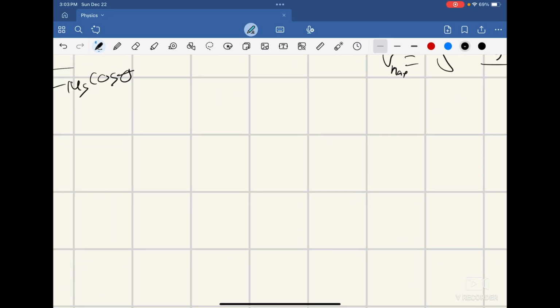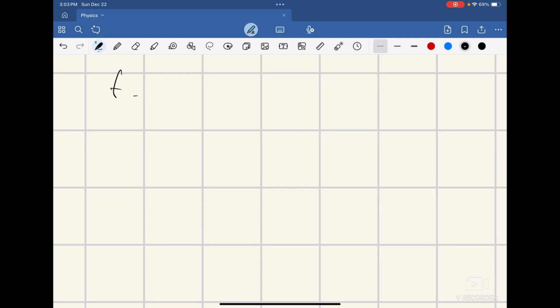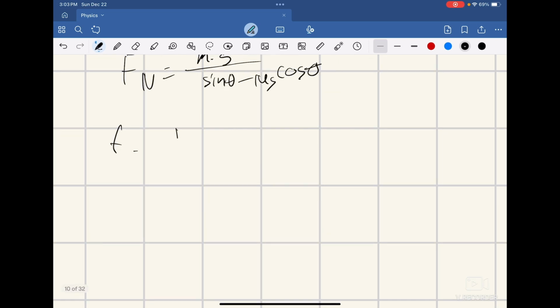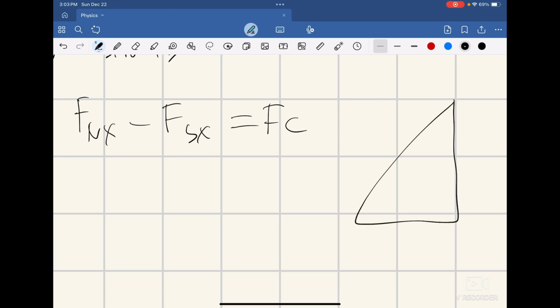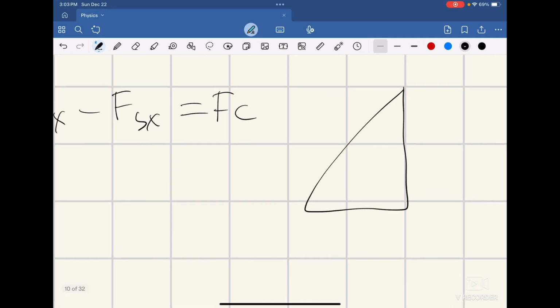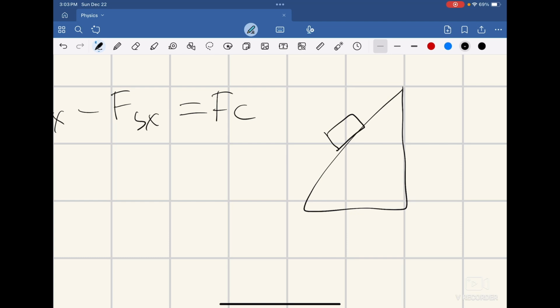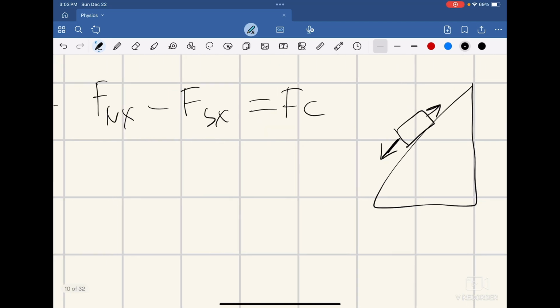So for part F, we're basically doing the same thing, except now, instead of doing Fnx plus Fsx, we're doing Fnx minus Fsx equals Fc. And the reason why we do this is because now that we are finding v min, the car is slowing down, and therefore moving down the slope. And so the force of friction always goes against the motion. Since the car is moving downwards, the force of friction will try to make it go upwards, right? So therefore, Fsx is moving in opposition to Fnx.